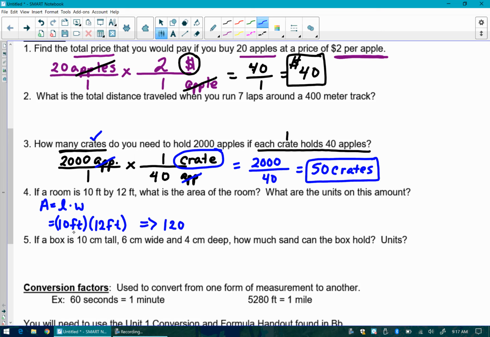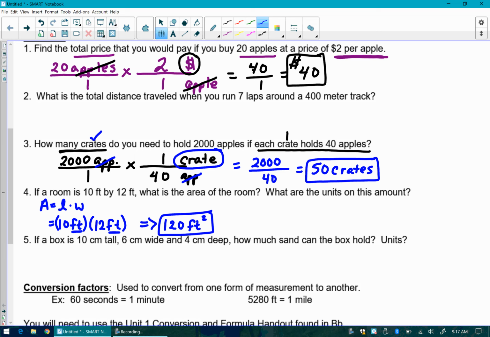How do I know my units? Anytime you take feet and multiply it times feet, they don't cancel out. They're side by side, so feet times feet is square feet. If you ever go house shopping or apartment shopping, they often provide the square footage, because you don't want to buy or rent something that's too small or too large.